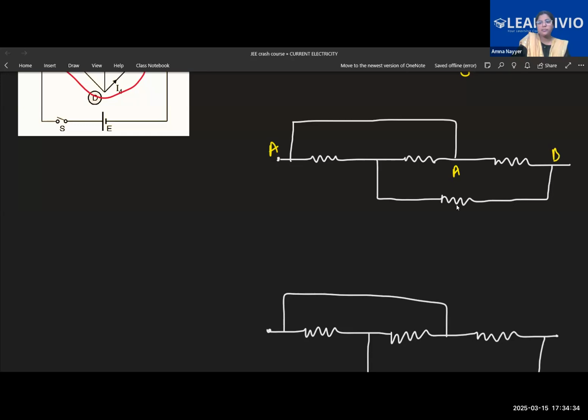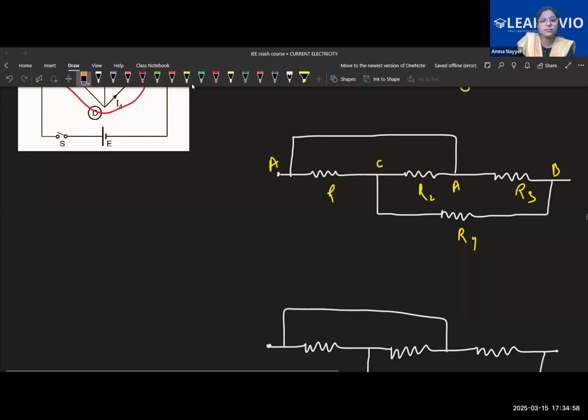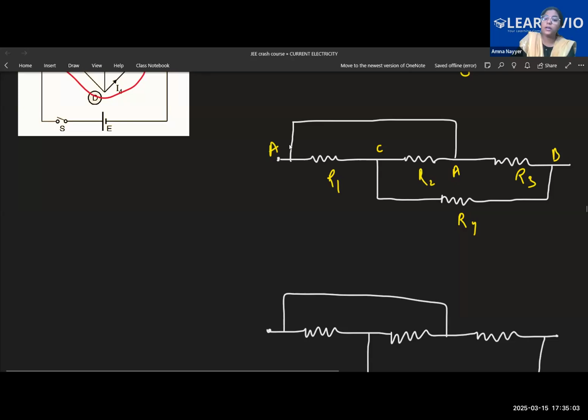And here, if I have B, since the device has come, this will become some point C. Let's say this is R1, this is R2, this is R3, this is R4. So how will I solve this? Let's assume some values are given. Right now, I'm just talking in terms of R1 and R2. So again, the 2 extremity points here are A and B, meaning between A and B we have to fix up everything.